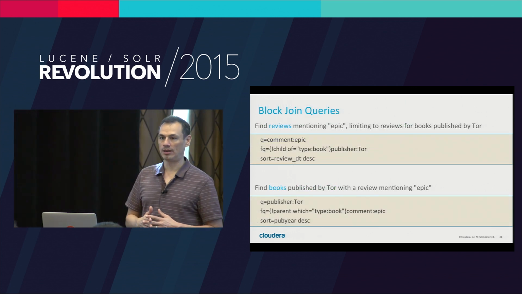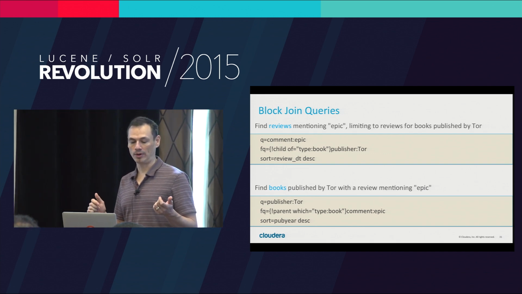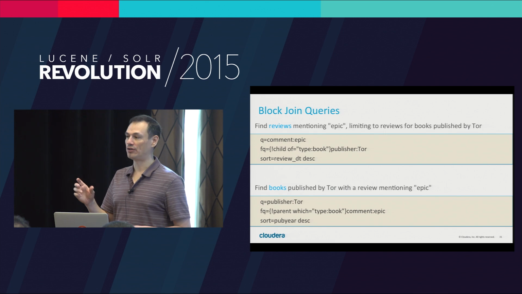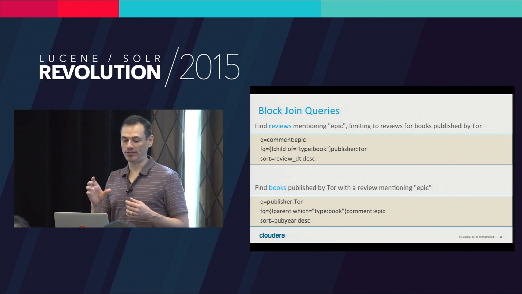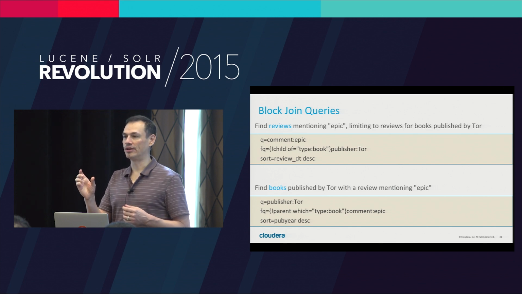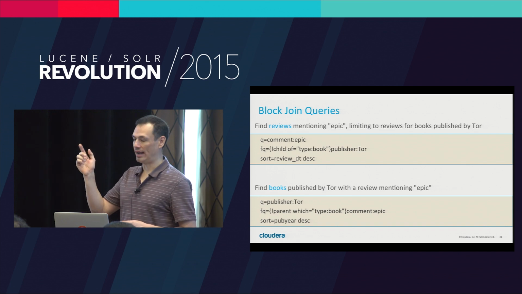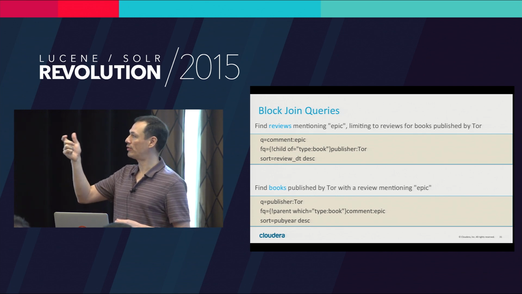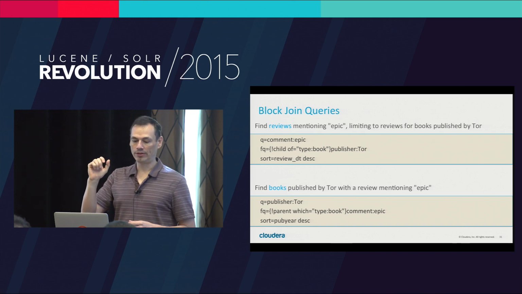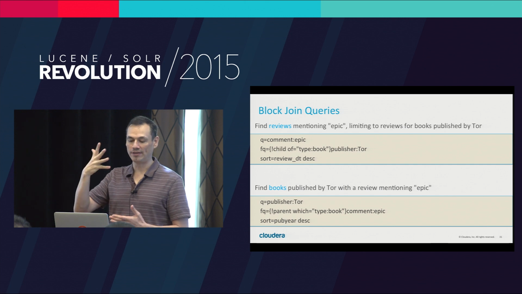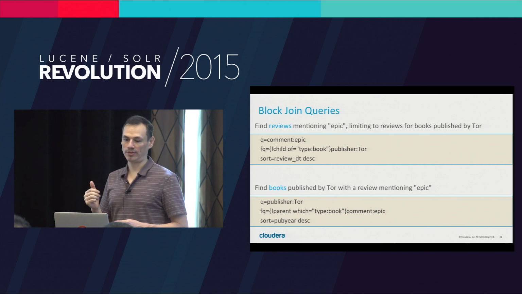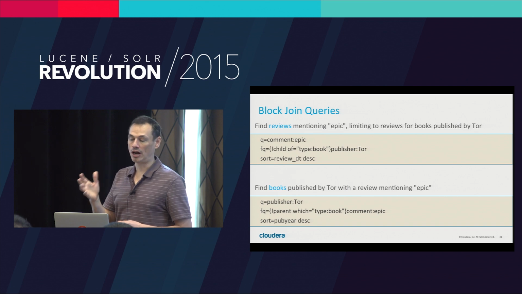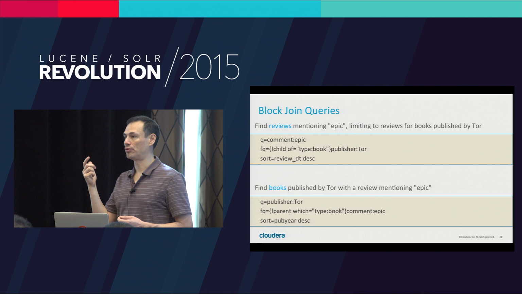So here's an example of block join queries. The first one, the top one, if we want to find review objects mentioning Epic, but we want to limit those reviews to books published by Tor, then we have to do some joining, because the review objects themselves do not have book information like publisher. And so really, we want to look at the FQ first, and we want to read it right to left. So we start with publisher:Tor. Okay, so we're finding books that were published by Tor, and then we map all of those matches to the child documents. And so this essentially creates a filter for all comments on Tor books, or all reviews on Tor books. And so then for the query, it can just query the comment field directly, and everything just works from there. So the magic is really in the filter.